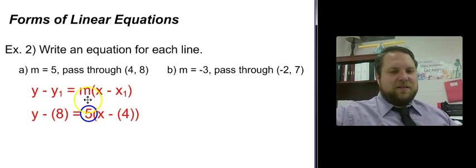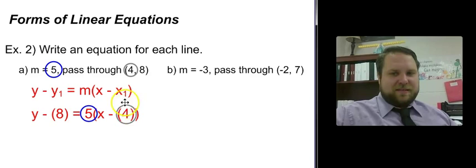You'll notice if we look at these corresponding parts here, that 5 is the slope that we got from right there. So m, the slope, goes in right there. This 4 comes from right up here, the x-coordinate of the point that we passed through. And notice I said x minus and then put that 4 in parentheses. That's going to be important later.